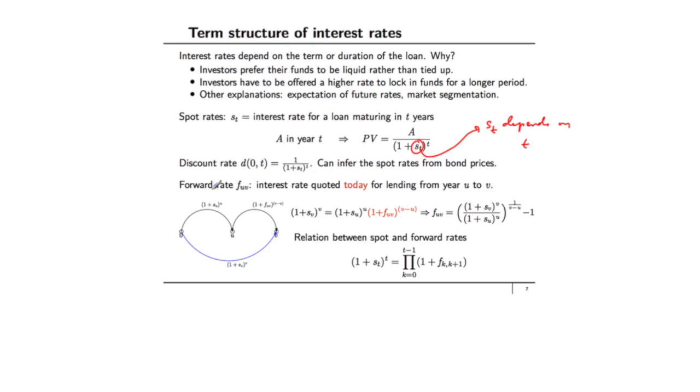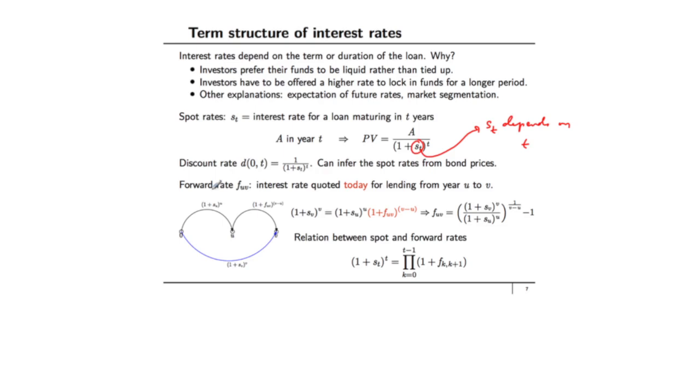Why? Because the bond prices, at least for default-free, risk-free bonds, are going to be simply a linear combination of the coupon payments discounted at the spot rate. And if you know the prices for bonds for different maturities, you can use these prices to compute out what the spot rates are going to be. Another term associated with the term structure of interest rate is something called a forward rate. A forward rate, F_UV, is the interest rate quoted today for lending from year U to year V.